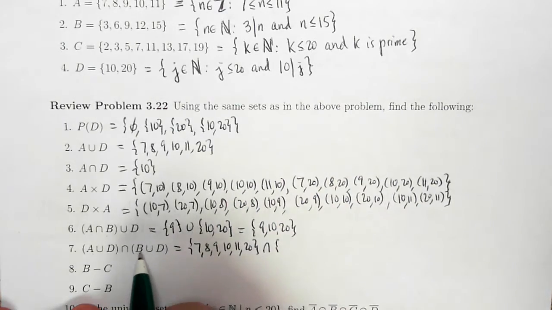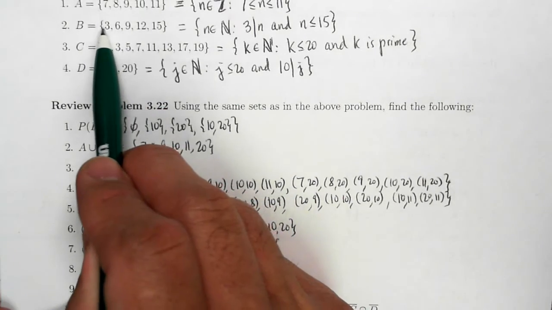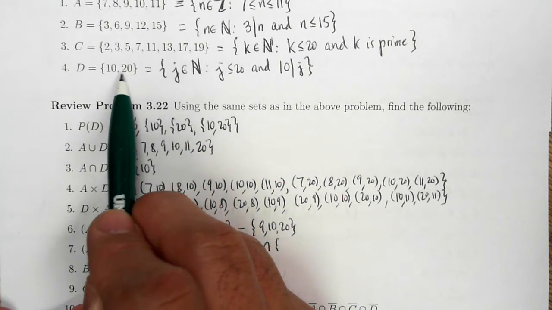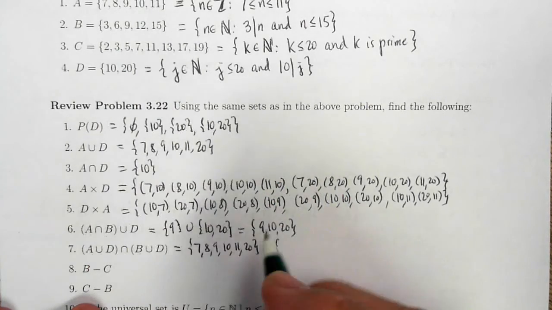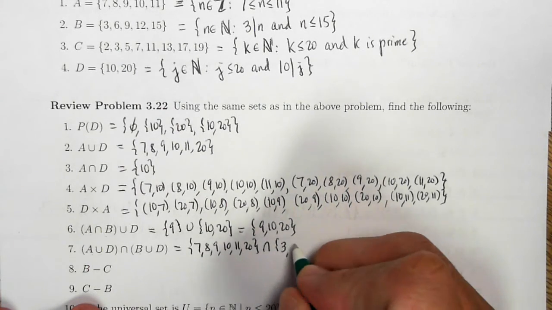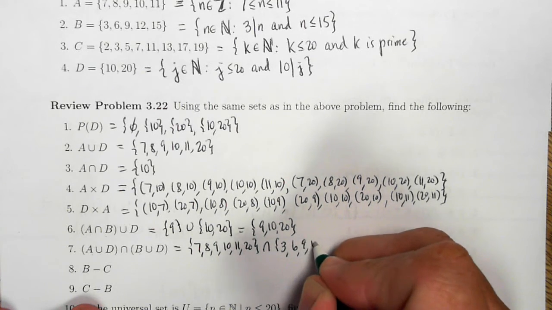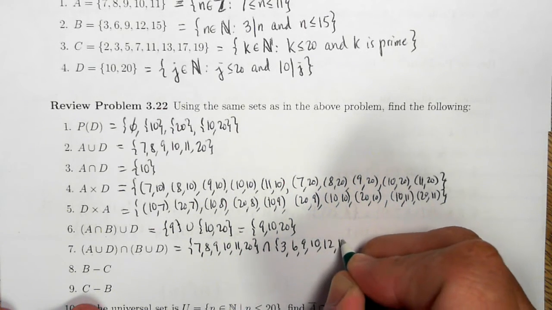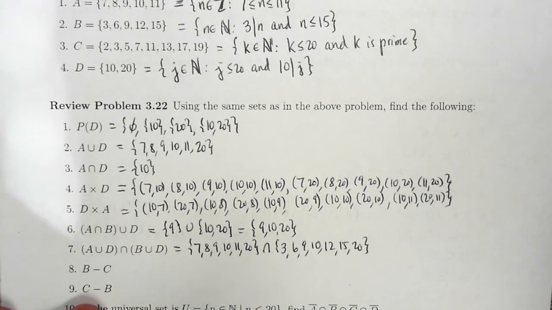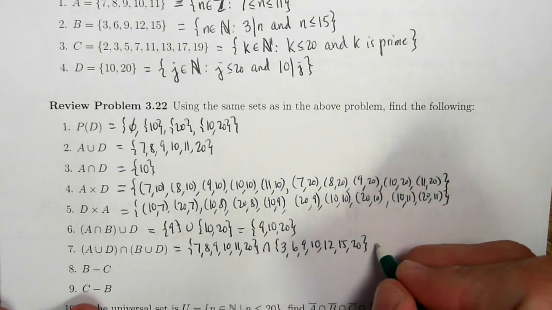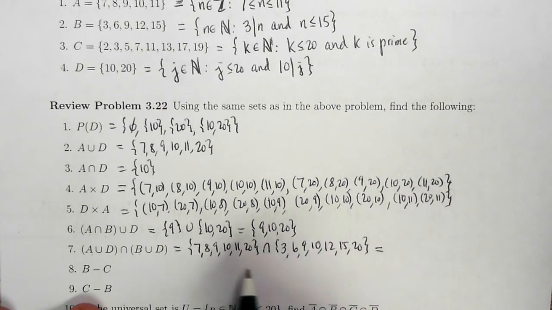Intersect. Then B union D. If I take the union of B and D, I see that nothing is common to B and D, so I can just simply list out all 7 things: 3, 6, 9, 10, 12, 15, and 20. They don't have to be listed in order, but it makes it easier to read if they are. Now I take the intersection of this set and this set.